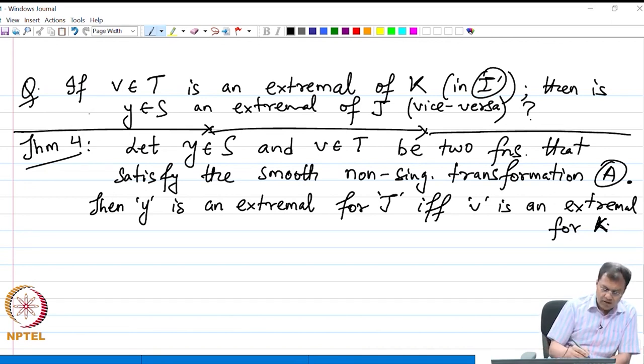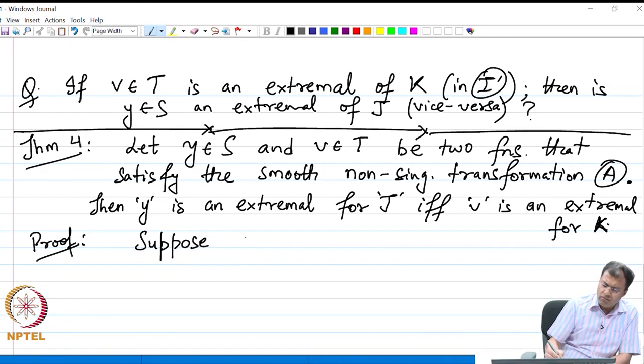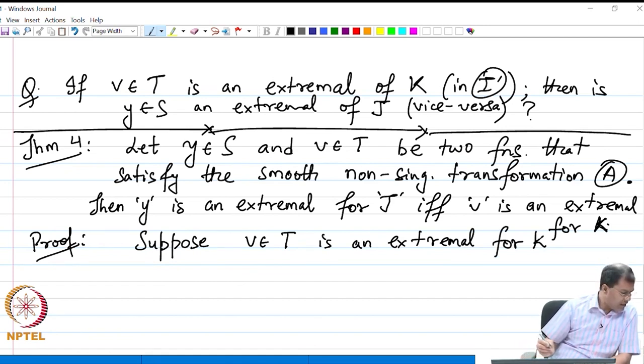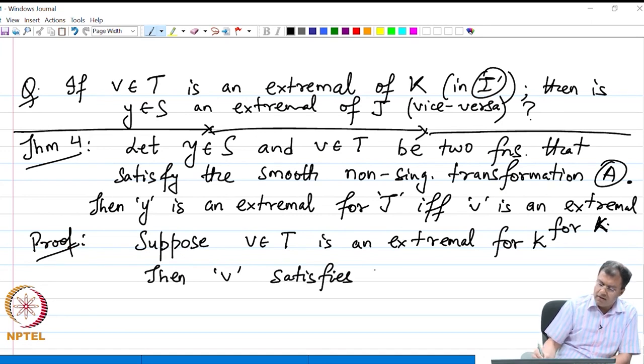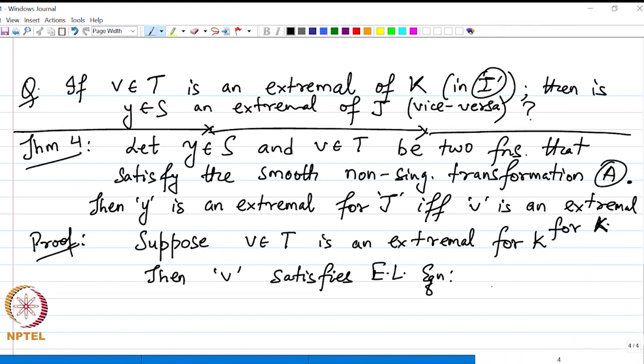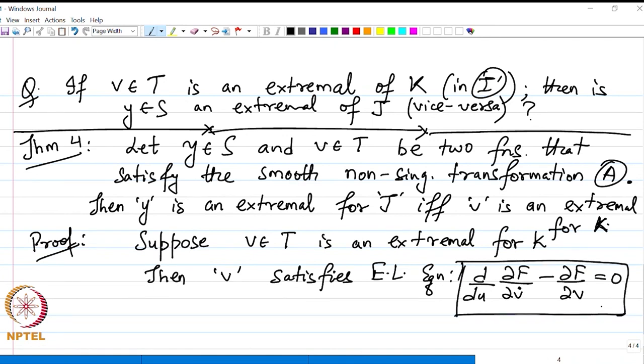The proof is very straightforward. Suppose we assume one side, suppose we assume that v in T is an extremal for the functional K. Then v must satisfy the Euler Lagrange equation. So, what I have is d du of del f del v dot minus del f del v is equal to 0. So, this is the Euler Lagrange being satisfied in this new coordinate frame. That is my assumption.